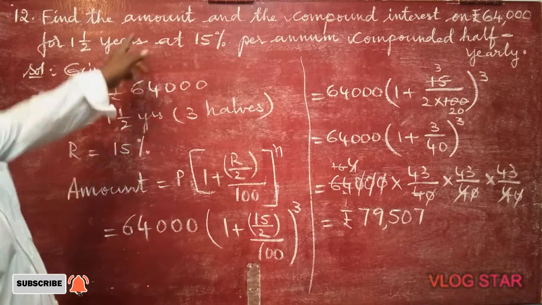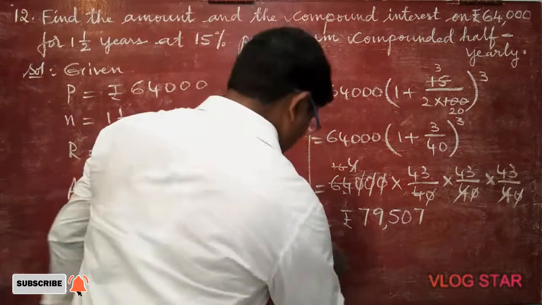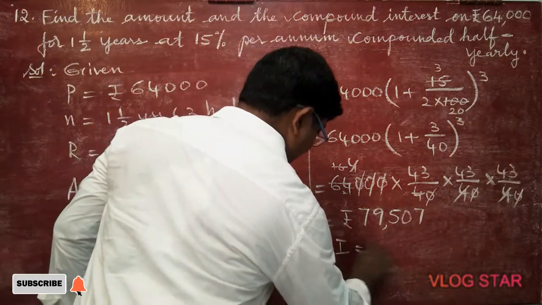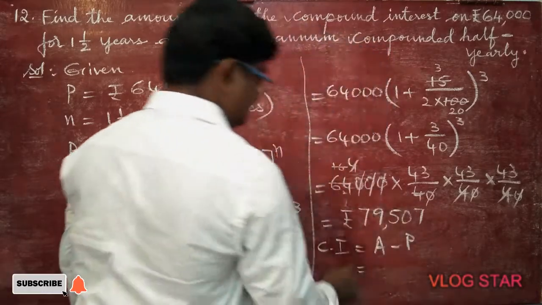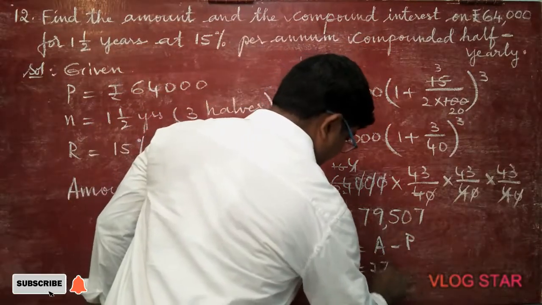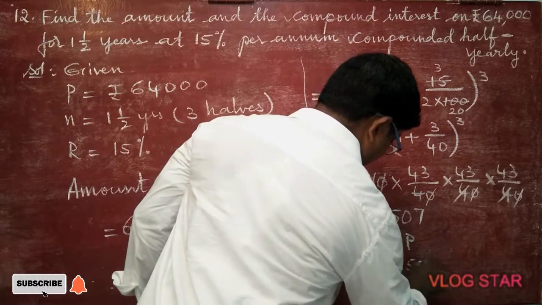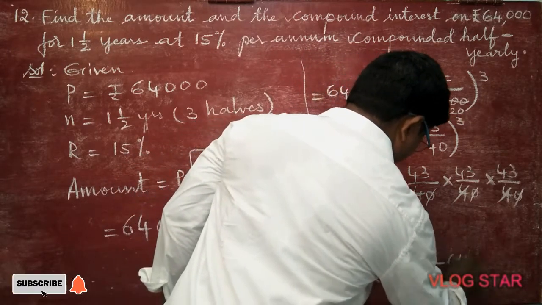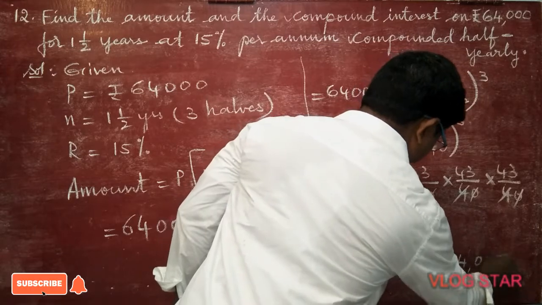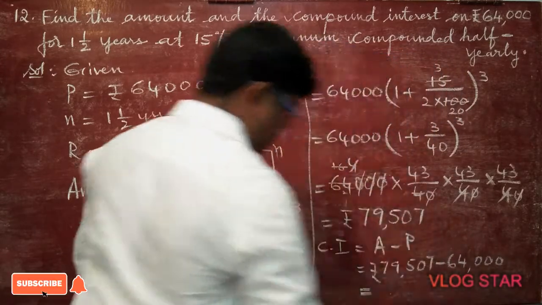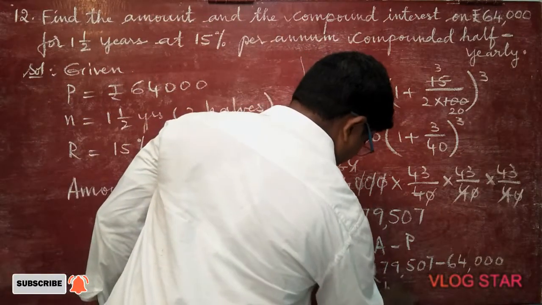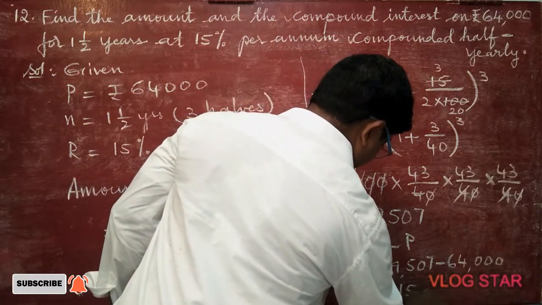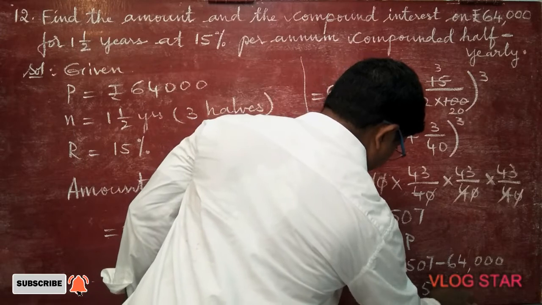79,507. Now they are asking amount and compound interest also. CI formula: CI is equal to amount minus principal. Amount how much? Rupees 79,507 minus 64,000. Subtract. How much you'll get? Rupees 15,507. Rupees 15,507.